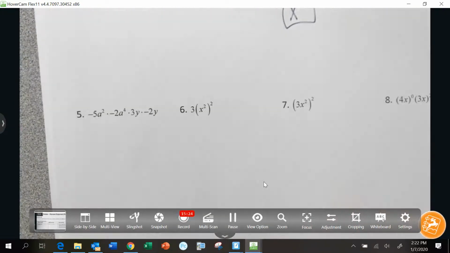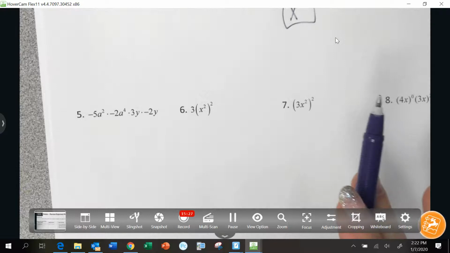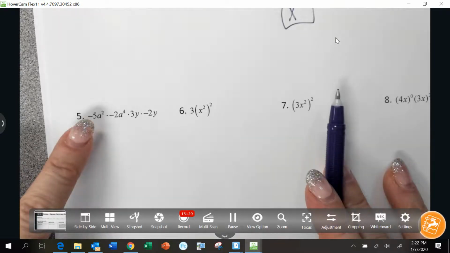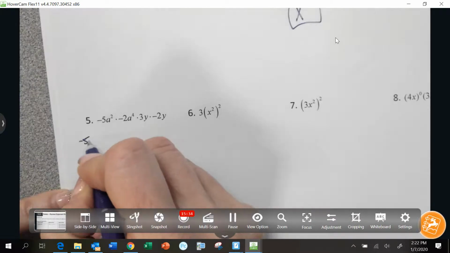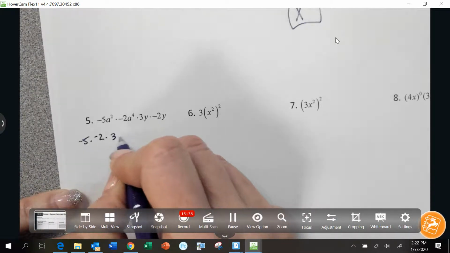All right, this next one. Since it's all multiplication, I can take all the coefficients and multiply them together separately. Negative 5 times negative 2 times 3 times negative 2.